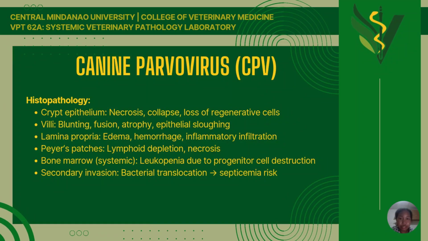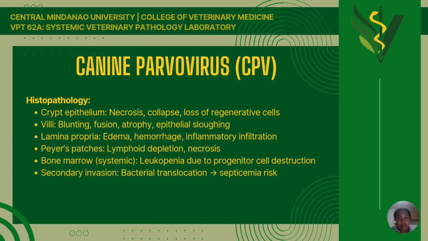In your villi, we have blunting, fusion, atrophy, and epithelial sloughing. With your crypt cells gone, your villi cannot be replenished. They shorten, they fuse, and eventually slough, leading to malabsorption and diarrhea. This is why, if you notice, patients with canine parvovirus have diarrhea.